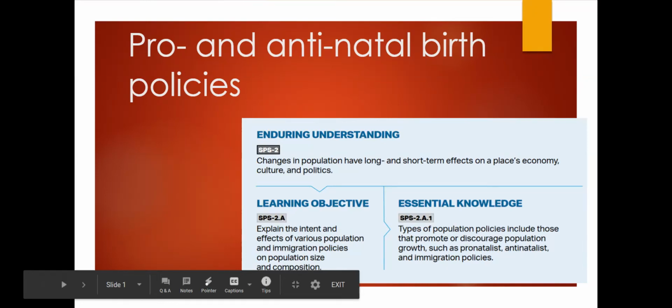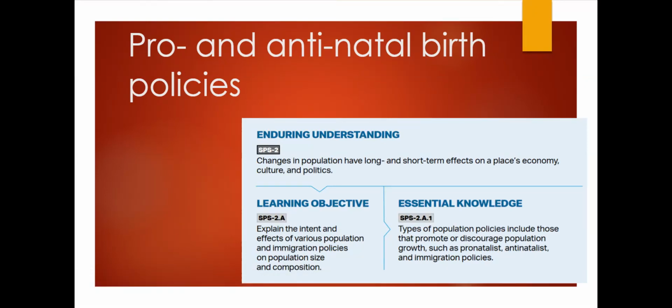So today we're going to be examining pro and anti-natal birth policies. On this slide, you see the standard we're looking at, which is 2.7, which looks at various population policies for individual countries. So thinking about why countries enact them, and the purpose, the intent, and ultimately the long-term and short-term effects of various population policies enacted by countries. You're going to see two terms here that are really important.